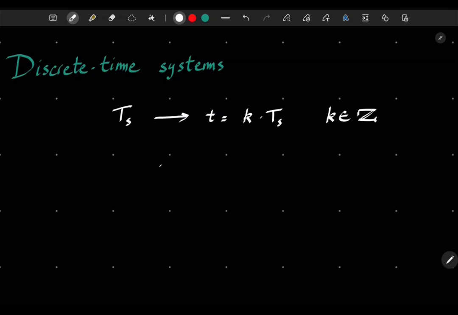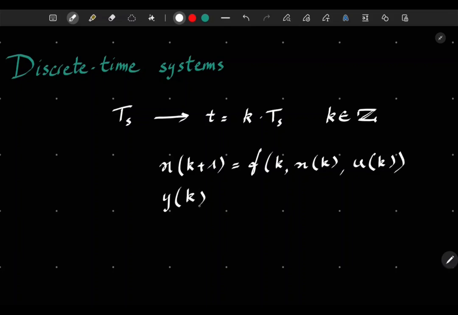We can write then that x at step k plus 1 is some function of k itself, of the previous state, x of k, and of the input, u of k. And similarly, y of k will be some other function of k, x of k, and u of k.